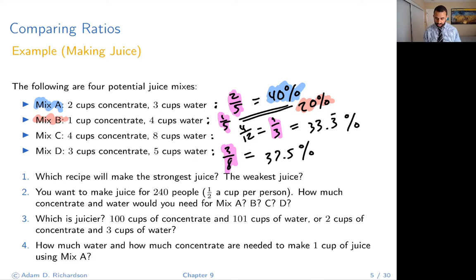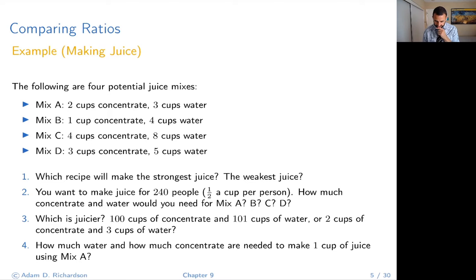You want to make juice for 240 people at half a cup per person. How much concentrate and water would you need for mix A, B, C, and D? Let's do mix A together. Let me erase some of this stuff. There we go. Juice for 240 people at half a cup per person. Okay, so if we need half a cup per person, then we're going to have 120 total cups, because we have 240 people. So we're going to end up making 120 cups total.